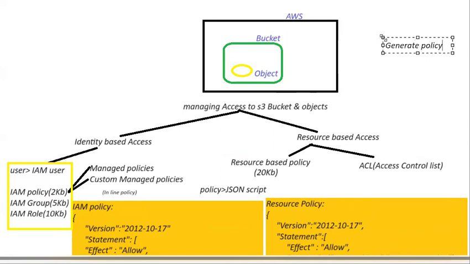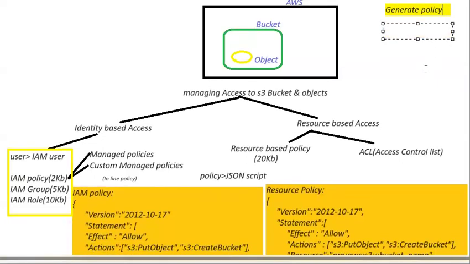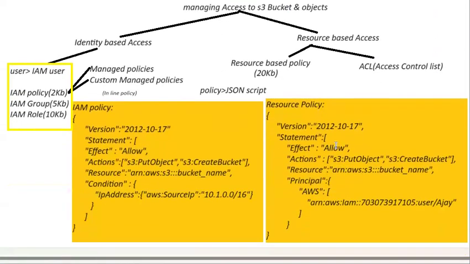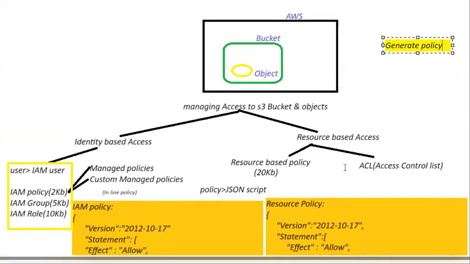Generate policy: you can generate your policy automatically by just providing simple things. That is, what are the things that you need to allow, what are the actions that you need to allow, and for what resource you are allowing. You need to specify those simple things and click on generate policy.